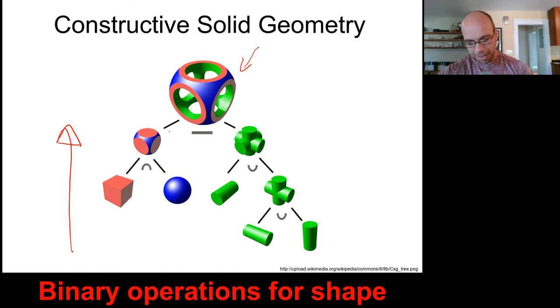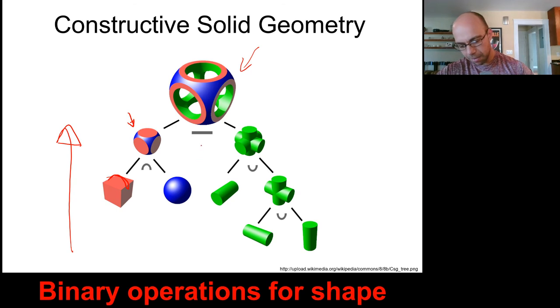So on the left-hand branch, maybe I take a cube and I intersect it with a sphere, right? Remember, this thing means and, so intersect. But the cube is somehow a little bit bigger than the sphere. So in this picture, the sphere is kind of poking out the sides of the cube. And then what do I get? I get a sphere with its sides cut off.